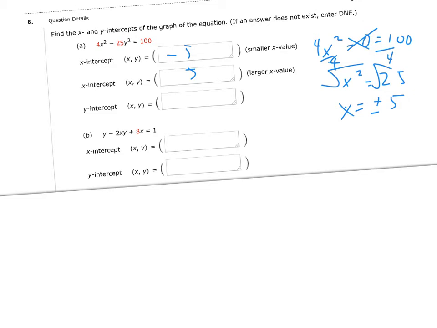So then for the y-intercept, but they need this as a point, so I'm going to put this as comma 0. Since I plugged in 0 for y, that's going to be my y values.